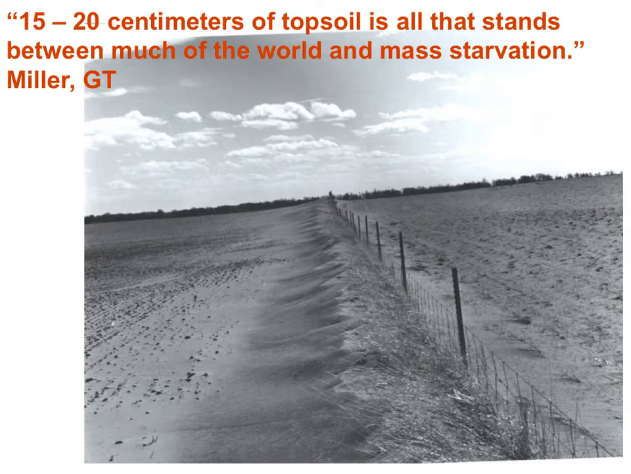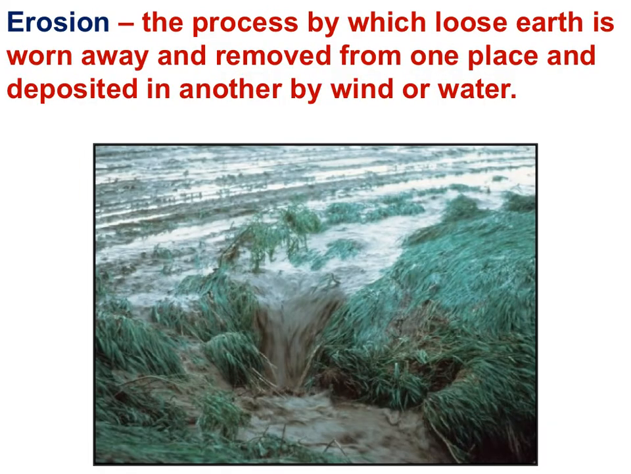When soil is exposed, as it often is on farm fields during the winter in particular, rates of erosion increase. In this photograph, you can see the loss of soil in the water, the irrigation water, carrying the soil away. Erosion is increased by irrigation. Remember, erosion is the process by which loose earth is loosened or worn away and removed from one place and deposited in another by wind or water.